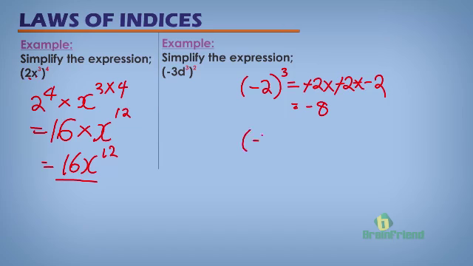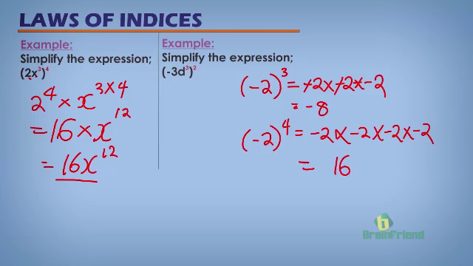If we had it, on the other hand, raised to an even number, this would be minus 2 times minus 2 times minus 2 times minus 2. 2 times 2, 4 times 2, 8 times 2, 16. And our negatives cancel out, so we have a positive answer.